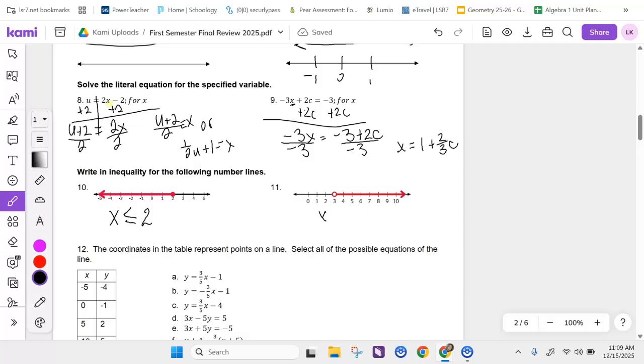Here I have my x, and I have my 3. It's open, so it's not or equal to, and then it's shaded to the right, so x is greater than 3.